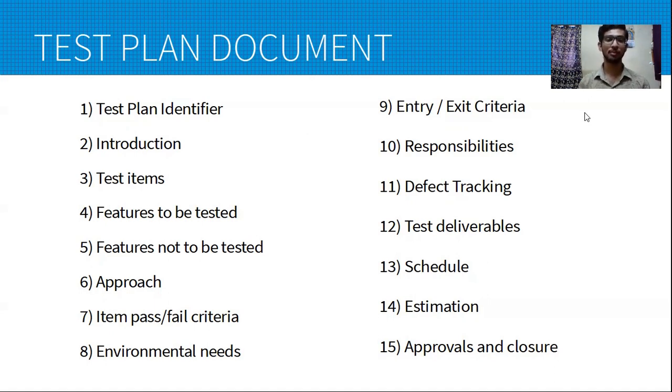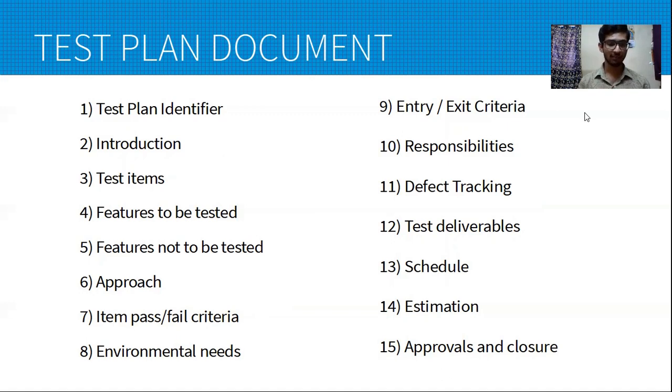So it is one of the important things to discuss. Item pass or fail criteria is nothing but when you are testing a component, whether it is passing or failing, we need to document it properly. For example, when you are testing a login page, it is logging in successfully, it is the pass criteria. It is not logging in even with the correct credentials, it is a fail criteria.